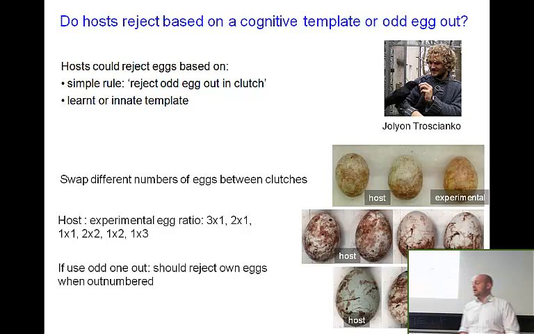So one of the ways you can get at this is you can swap different numbers of eggs between host clutches. So here what we've done is we've swapped just one experimental egg. So we have the host eggs in the majority and the foreign egg is outnumbered. Here we have equal proportions of host and foreign eggs. And here the experimental eggs are outnumbering the host's own eggs. So if they're using an odd one out rule, we would expect that hosts would actually reject their own egg when they're faced with this scenario. If they know their own egg appearance, though, then they should always reject the experimental eggs, regardless of the frequency in the nest or the proportion.